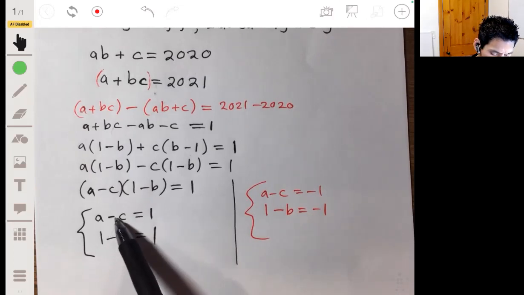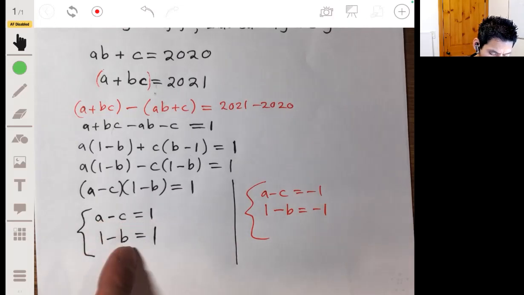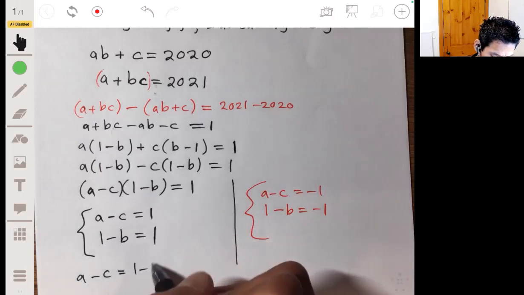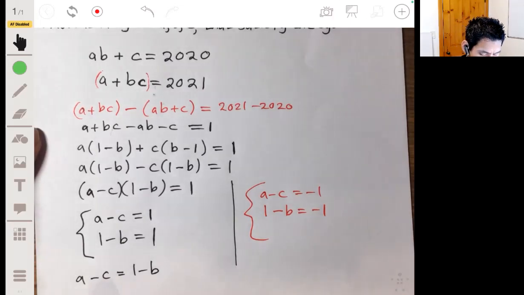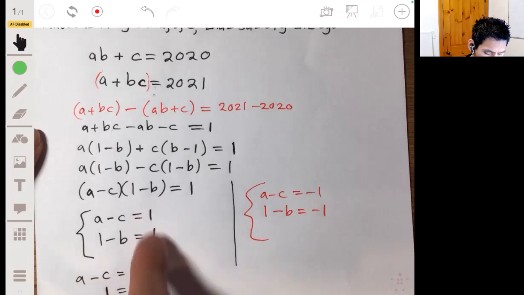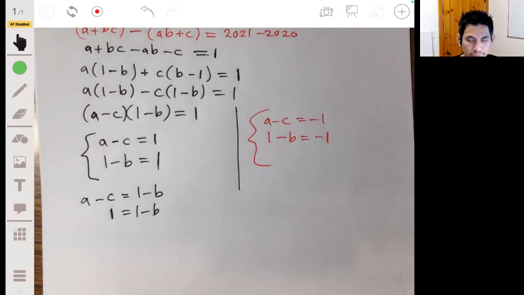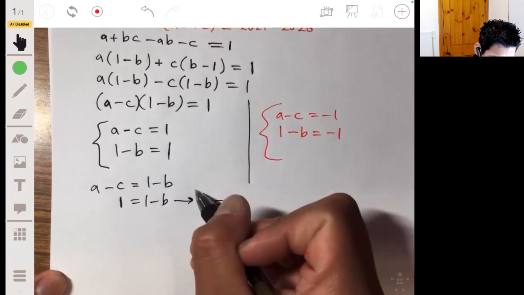So let's go ahead and solve this. So a minus c is 1, and 1 minus b is 1. Since they're both equal to 1, we can have 1 is equal to 1 minus b. And that means b is going to be equal to 0. All right, so we have one answer so far: b will be 0.